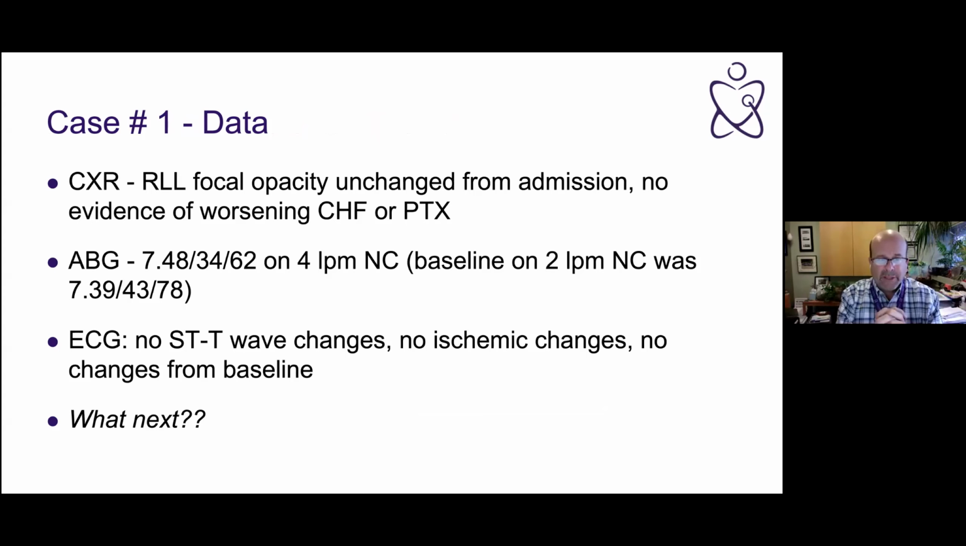Blood gas, you get a blood gas, 7.48/34/62 on 4 liters nasal cannula. And her baseline on admission with her mild COPD exacerbation was 7.39/43/78. So she's a little more hypoxemic, and she's got a little bit more of a respiratory alkalosis right now.